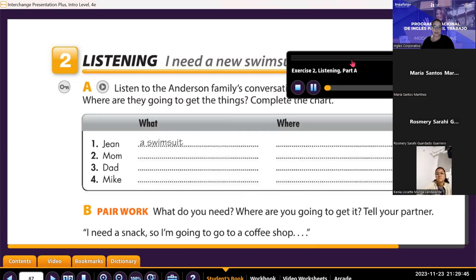Page 87, Exercise 2, Listening. I need a new swimsuit. Part A. Listen to the Anderson family's conversations. What do they need? Where are they going to get the things? Complete the chart. 1. Jean, are you going to come to the beach with us tomorrow? Yes, but I need a new swimsuit. I'm going to go to a department store this afternoon. Maybe I can find one. Good. Can I go with you? I need to get some things too.